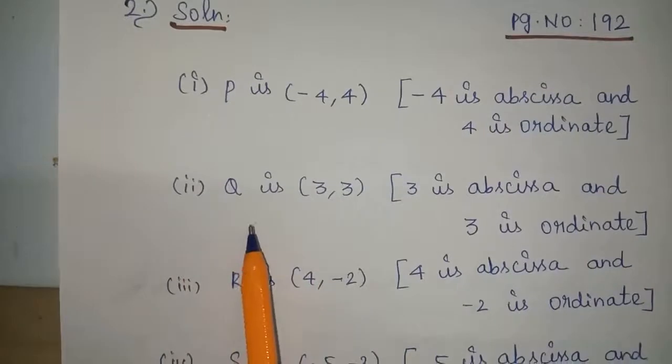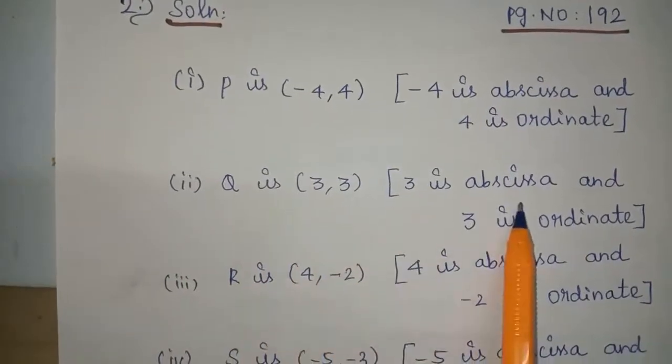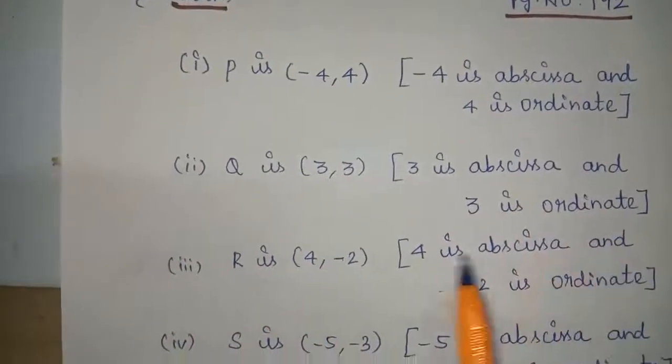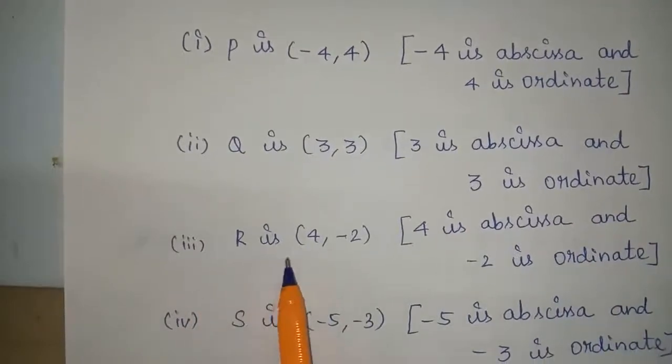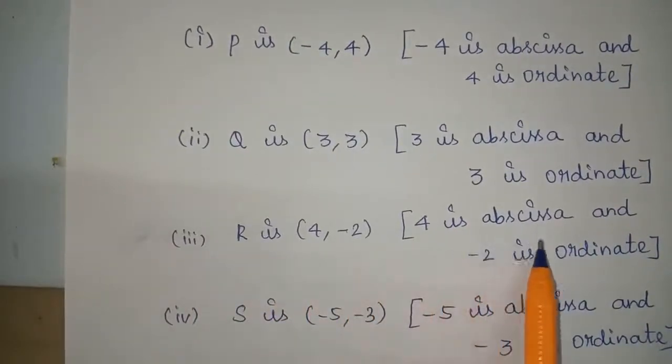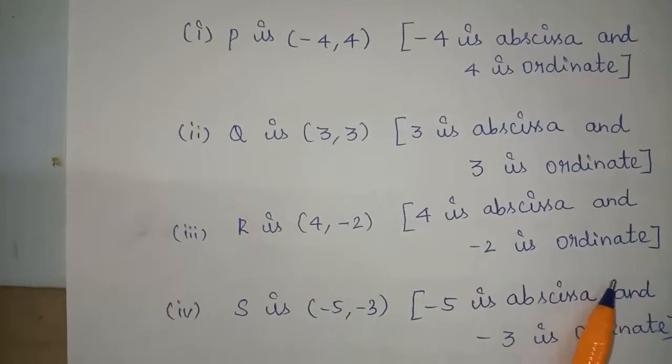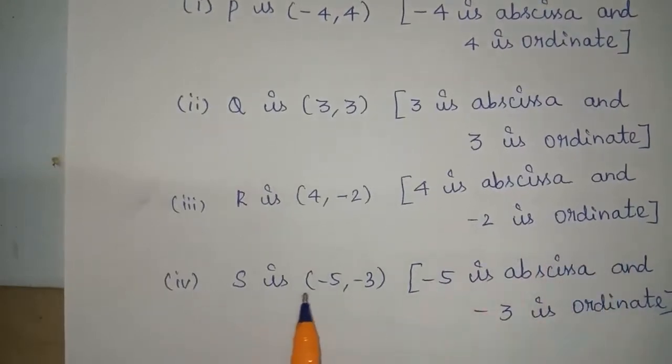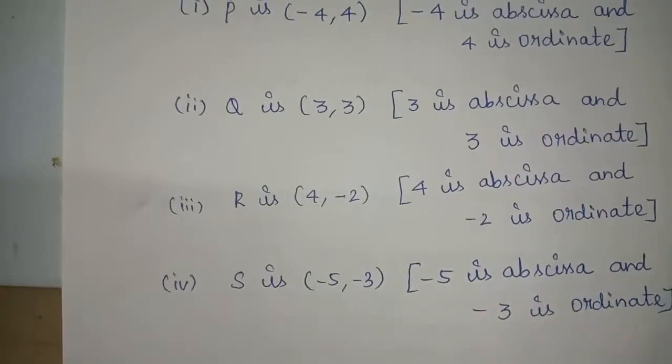And in second subdivision Q is 3, 3. 3 is abscissa and 3 is the ordinate. And third subdivision R is 4, minus 2. So 4 is the abscissa and minus 2 is the ordinate. Then fourth subdivision S is minus 5, minus 3. So minus 5 is abscissa and minus 3 is ordinate.